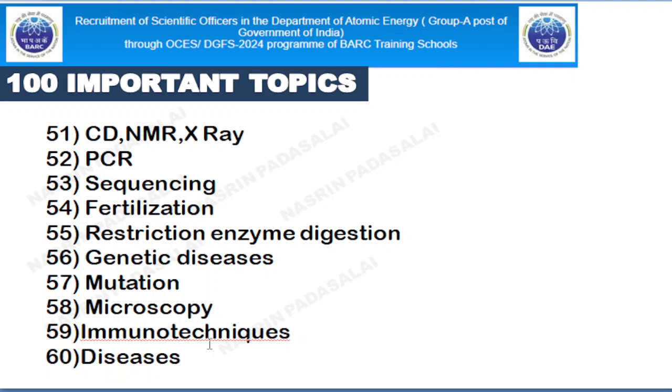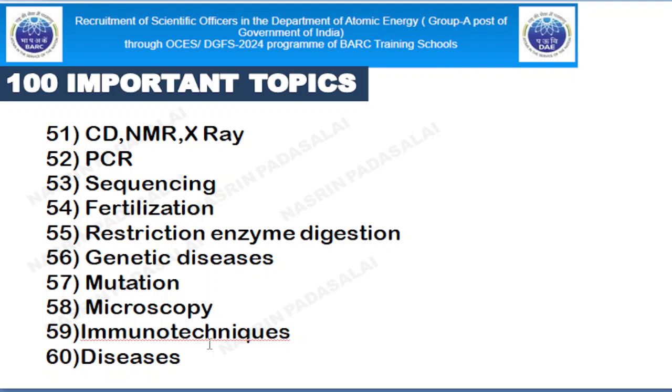Next, in developmental biology, only very few questions will be asked. So just try to understand fertilization. You need to know about the features of egg and sperm. Next is restriction enzyme digestion regarding recombinant DNA technology. Next are genetic diseases like chromosomal diseases, single gene diseases, like that. Next is mutation, types of mutagens and their effects. While studying mutation, you need to study the Ames test for mutation, and which organism is employed in the Ames test.